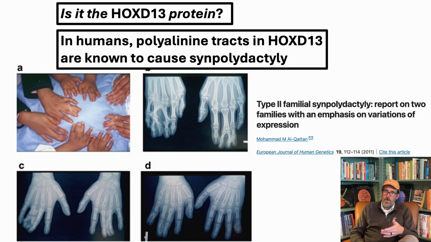So what's the phenotypic effect of that? It turns out, just by analogy, in humans, polyalanine tracts in HOXD13 are known to cause synpolydactyly, the fused digits, so this polyalanination has some effect on bone formation or digit formation. The bones, maybe not. I'd have to take a closer look, but yeah, it seems like the bones are kind of messed up there too.